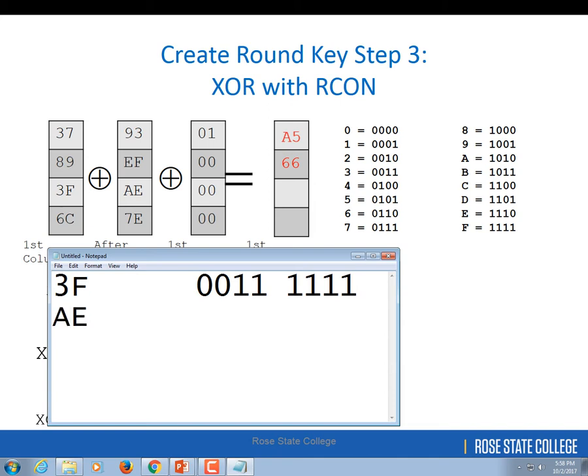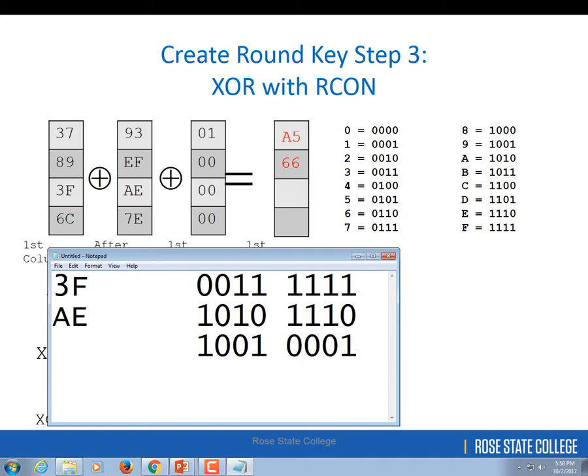What's A? 1, 0, 1, 0. What's E? 1, 1, 1, 0. He's testing. Okay, let's XOR them together. What do we get? 0, 1, 0, 0, 1, 0, 0, 0, 1. Okay. So that's our answer so far.